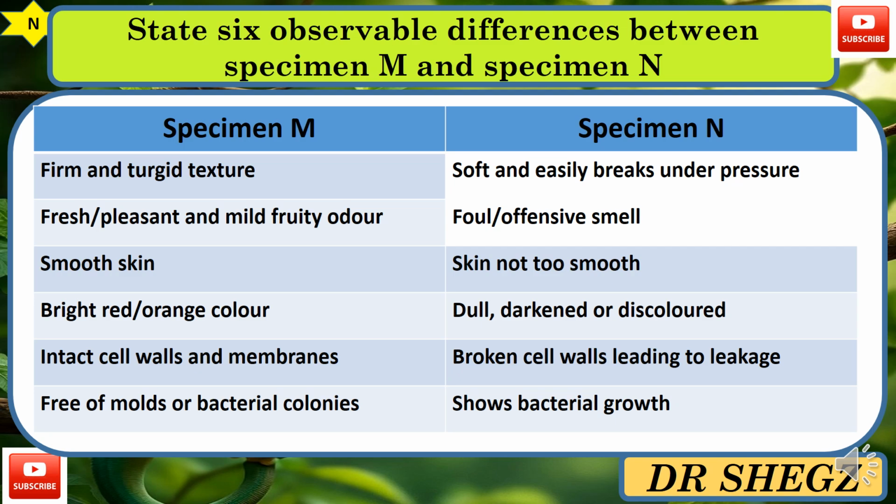This one has a smooth skin. This one, the skin is not too smooth. It has a lot of lacerations. Then the bright red. This one is dull or darkened or discolored. This one, the cell walls are intact, while you have broken cell walls. While this one is free of bacterial colony, this one shows bacterial growth.